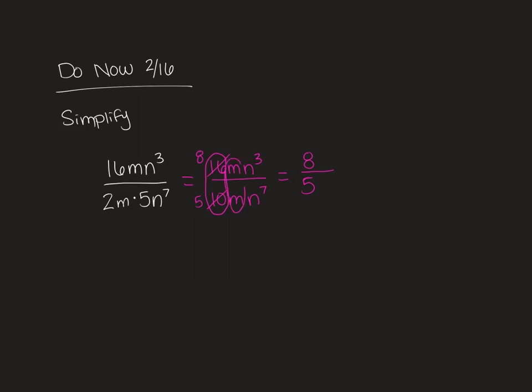Now let's look at m divided by m. Well, 1 on top, 1 on the bottom, they actually cancel out. There are no more m's.